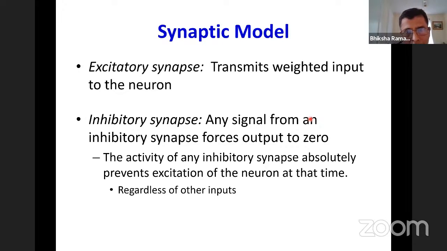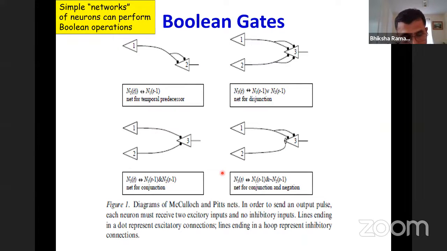concept behind their model. It's a synaptic model. Every neuron has excitatory and inhibitory synapses. Excitatory synapses transmit weighted inputs to the neuron. Inhibitory synapses have this property that any signal from an inhibitory synapse forces the output to 0 regardless of what else is coming in to the neuron. So using this, they showed that you can model all kinds of Boolean gates. This figure to the left, for instance, neuron 2 will fire if it receives 2 inputs. So anytime neuron 1 fires, 1 unit of time later, because it's connected by 2 connections to 2, 2 will receive 2 inputs and it will fire.